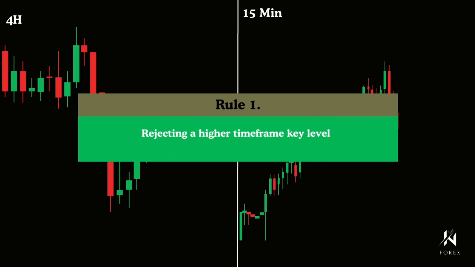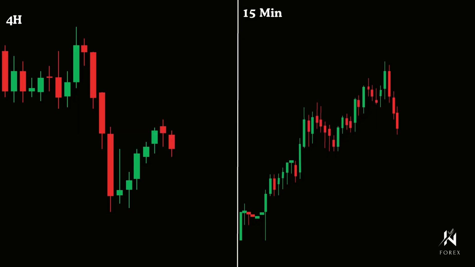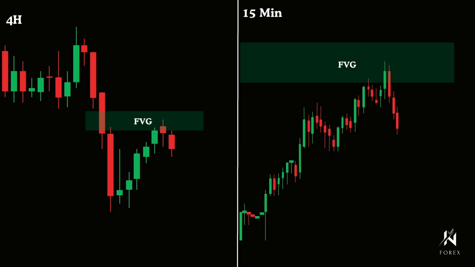Checkmark rule number 1. Rejection from a higher time frame key level. As we've established, CISD is most effective when it aligns with major price zones, especially those marked on higher time frames like the 4H, daily, or weekly chart. These zones carry institutional weight and have the potential to influence price action heavily. When a CISD forms after price has tapped into such a significant level, it signals that the market is rejecting this key zone, making the potential reversal far more credible.